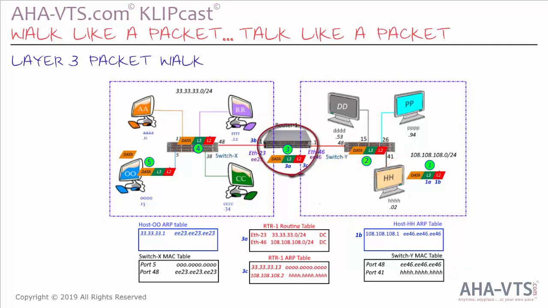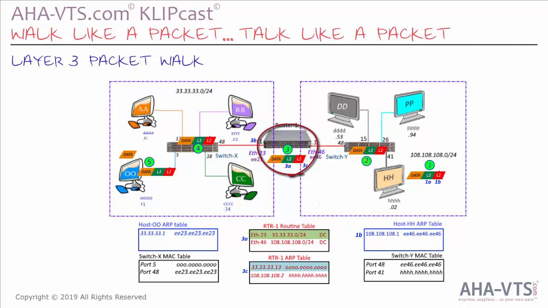Router 1 strips the L2 header and reviews the layer 3 information. Router 1 then consults its routing table and determines the IP 33.33.33.11 resides on the network 33.33.33.0/24 on Ethernet 23. Since router 1 is directly connected to this network, it must forward the information to its final destination.